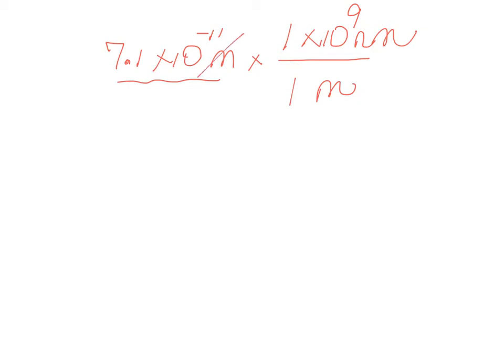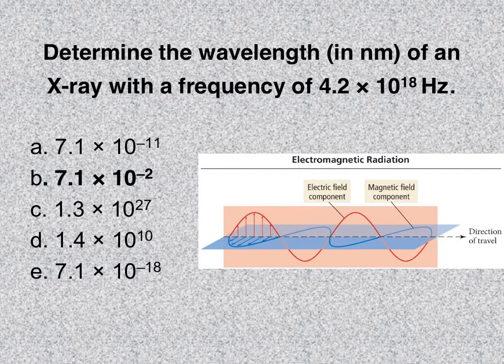So meters canceled, and if we go ahead and do that conversion, we end up with an answer 7.1 times 10 to the minus 2. And now we have units of nanometers. And so the correct answer is right here. Now, of course, it doesn't have to be in scientific notation. So if you got 0.071 nanometers, that's just as perfectly correct.